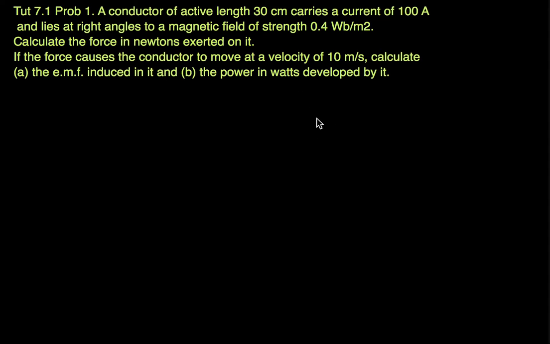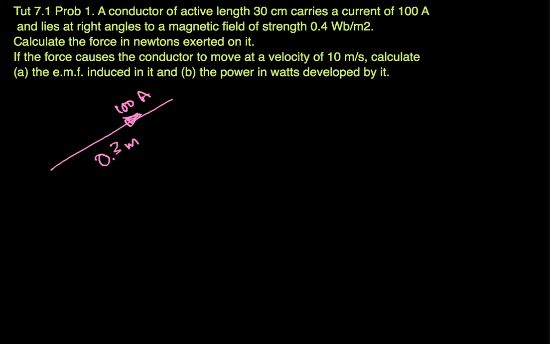Okay, so let's solve another problem. A conductor of active length 30 centimeters carries a current of 100 amperes. So there is a conductor, and the length is 30 centimeters, or let me put it in meters, 0.3 meters, carrying a current of 100 amperes. It lies at right angles to the magnetic field of strength 0.4 Webers per meter square.